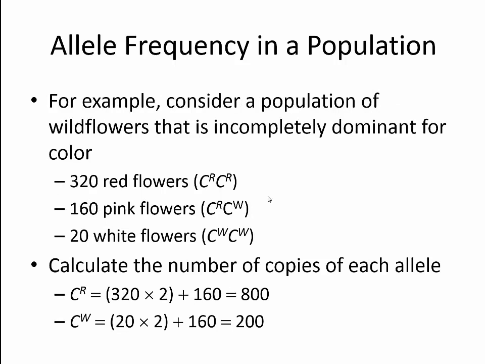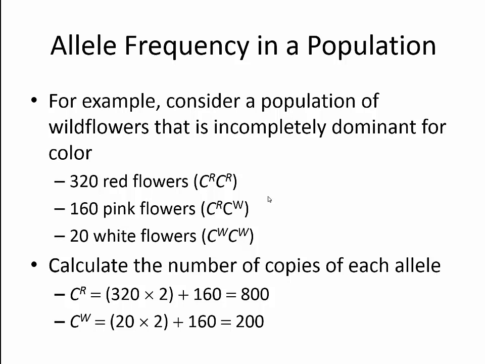For example, let's consider a population of wildflowers that is incompletely dominant for color. And we have a population consisting of 320 red flowers, and they're homozygous dominant, 160 pink flowers, so they're heterozygous, and 20 white flowers, and they're homozygous recessive. If we calculate the number of copies of each allele, this is how we would do it.